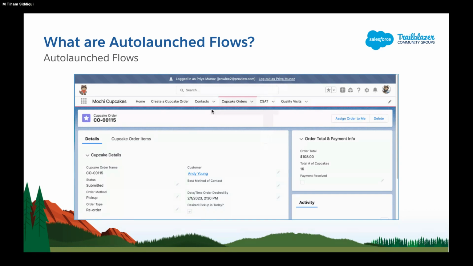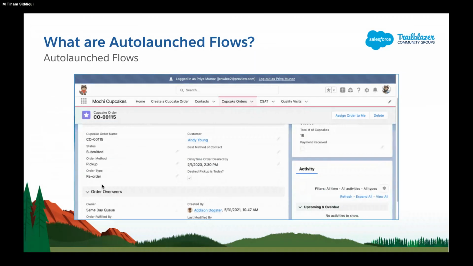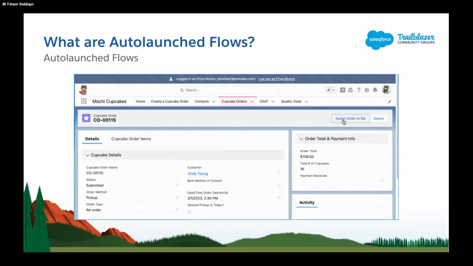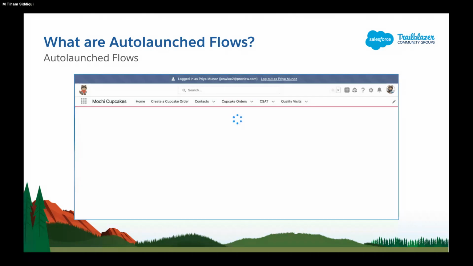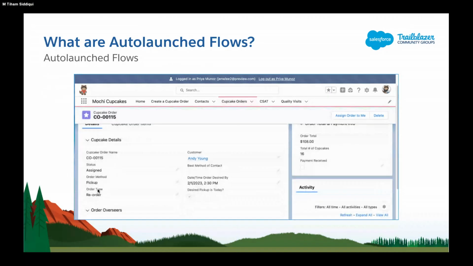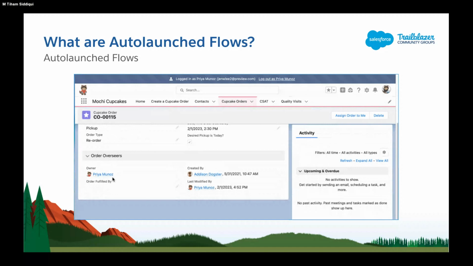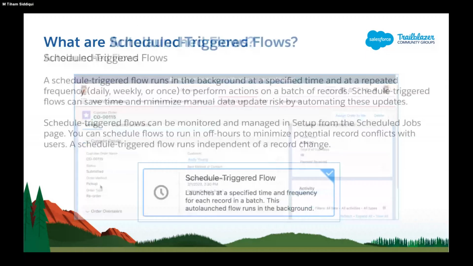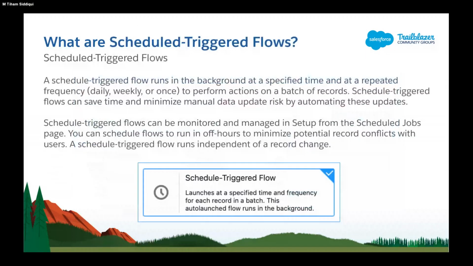So here we see that the status of this record is submitted and the owner is a queue. Clicking this button invokes the autolaunched flow, and it updates the record status and assigns an owner to this record. Scheduled flow runs in the background, and you can execute it at a specified time and at a repeated frequency like daily, weekly, or once.